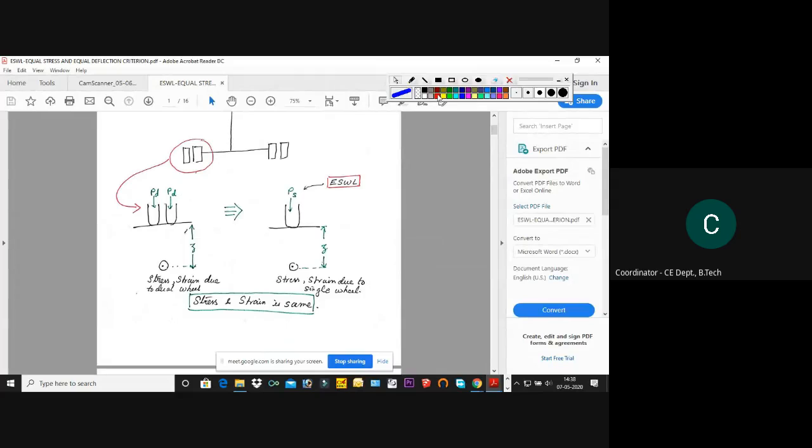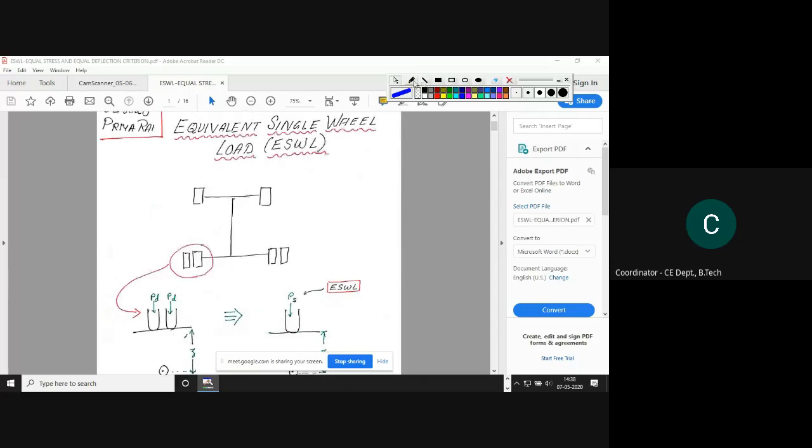Now what I was saying, that we have to convert this dual wheel into the single wheel. So how we can convert? For that there are two conditions. The topic is on equivalent single wheel load. For that there are many methods. Now I am going to discuss two methods, how we can calculate this equivalent single wheel load.